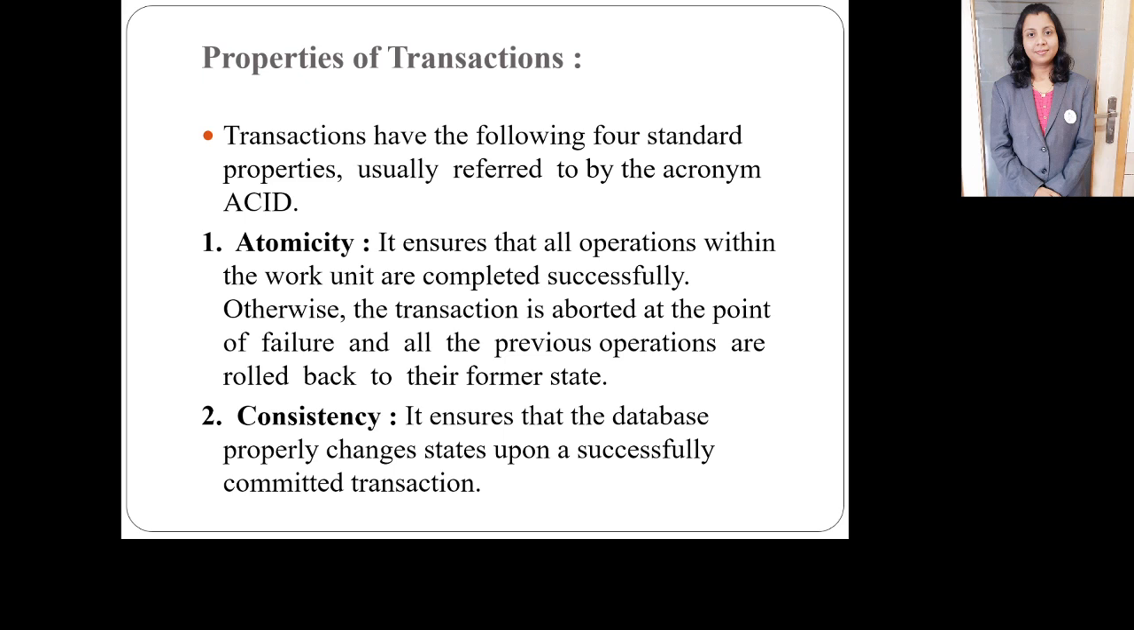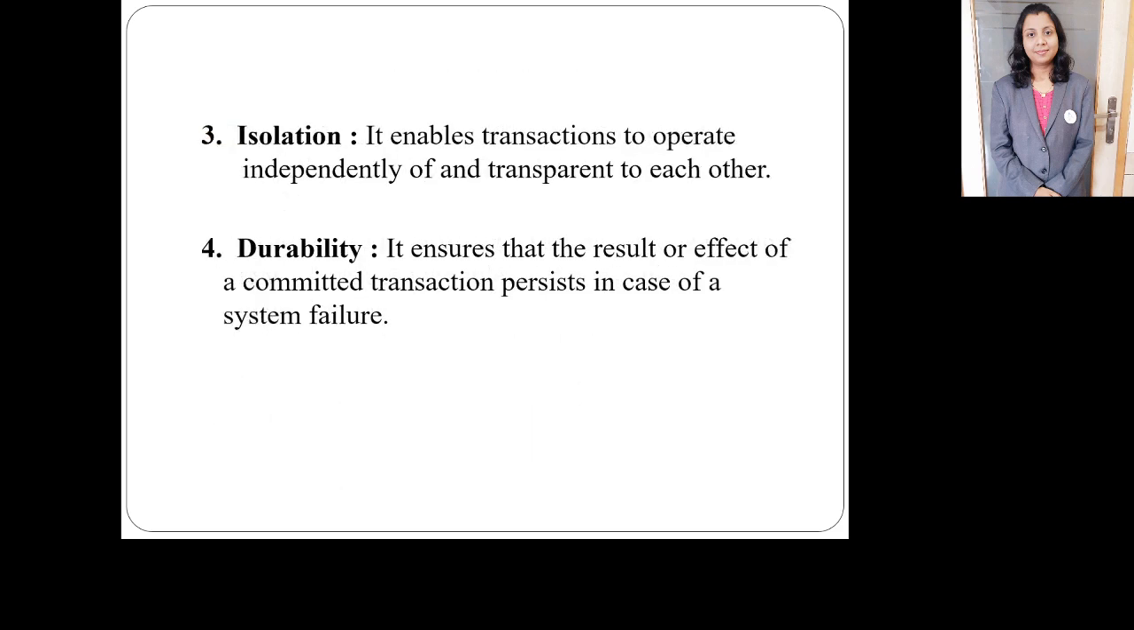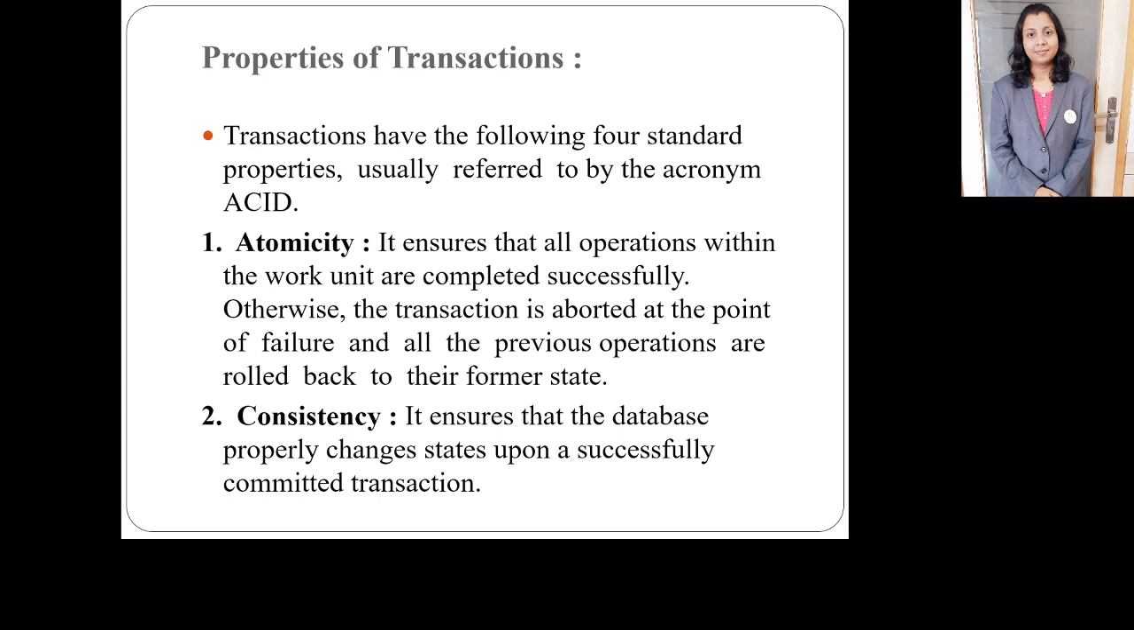Next point is the properties of transaction. This is a very important topic from the examination point of view. Transactions have the following four standard properties, usually referred to by the acronym ACID. Each one is named here. A is atomicity, C is consistency, I is isolation, and D is durability. So first is atomicity. It ensures that all the operations within the work unit are completed successfully.